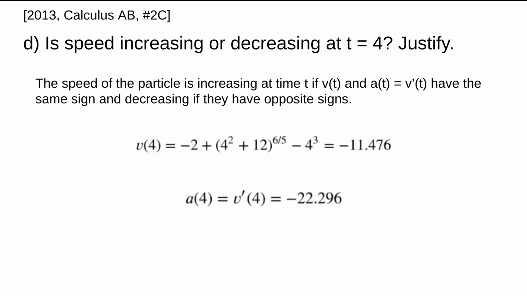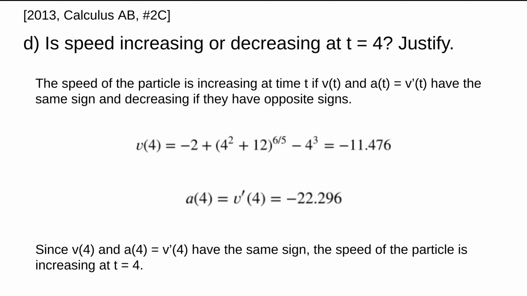So notice that v of 4 and a of 4 have the same sign, which allows us to conclude that at t equals 4, the speed of the particle is increasing.